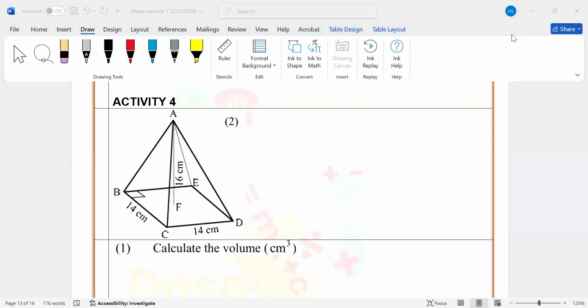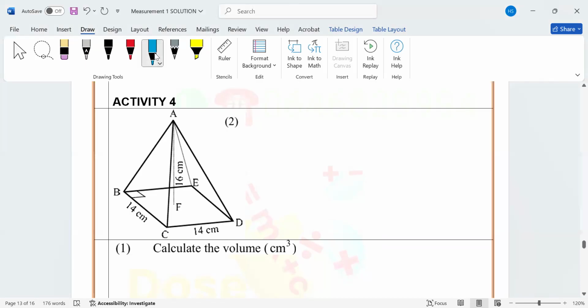So in activity 4, if you look at this thing here, we have a pyramid which has a base. BC is given by 14, and then CD is given by 14, which means this is a square. And then we're also given the height of the pyramid. They say the height of the pyramid is 16. So let's go and talk about this thing here.